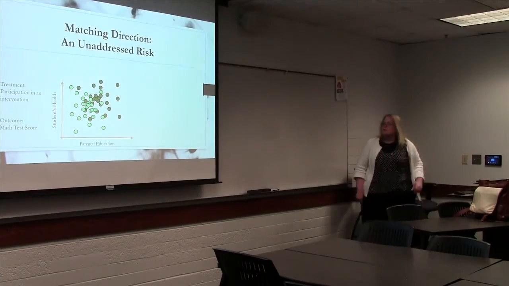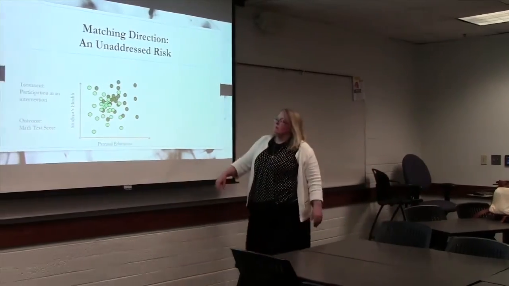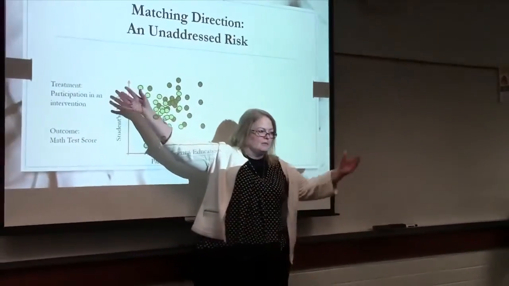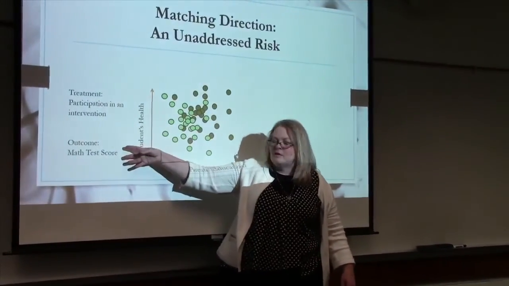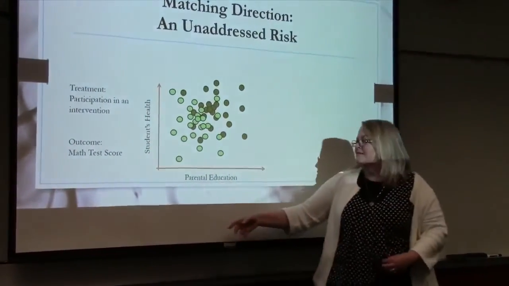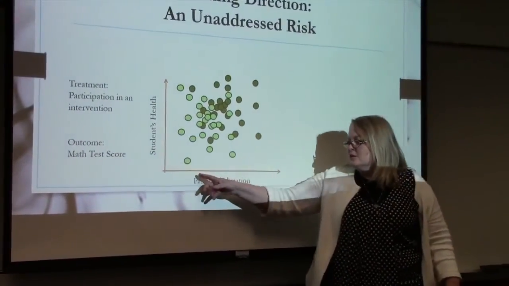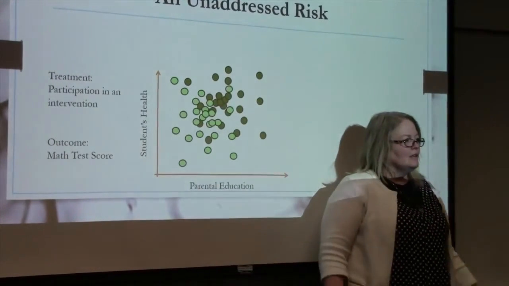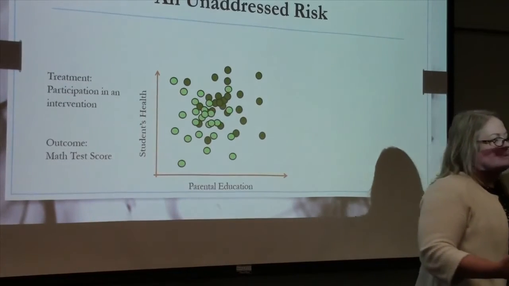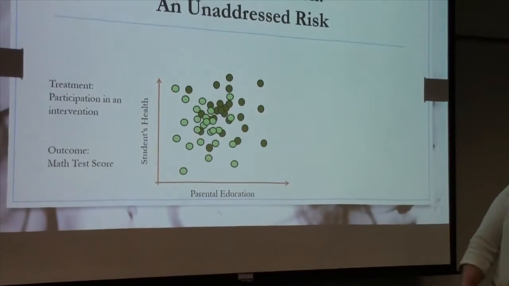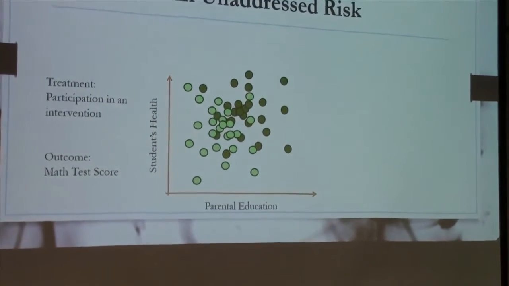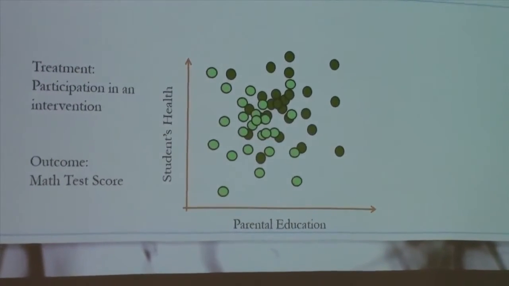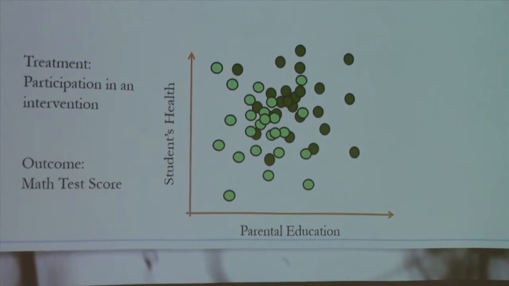Looking at it a little bit closer. Let's suppose that the treatment is participation in some intervention, whatever. Outcome is, say, a math test score. And here, let's say 2 covariates: parental education and the student's health. Those both maybe have an impact on their final test score. Which do you think matters more? Ooh, that's tough. It might depend on the age. It might depend on how bad the health is. Yeah, how bad the health is.